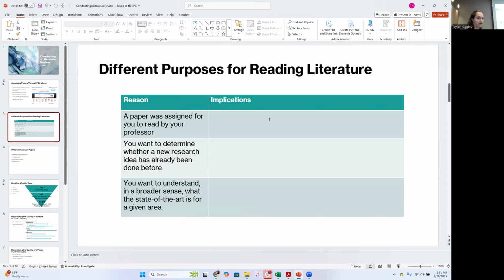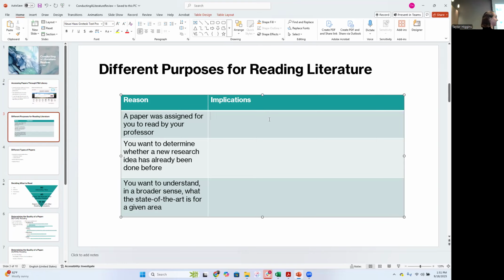My next question for you, and we're gonna fill in this slide together, I guess I'm not gonna ask you what are the different reasons you might be doing a literature review because I put that in there. But I want you to think about some of the implications about how you would go about this literature review or how you would go about reading a particular paper if your reason for doing so was one of these items on the list.